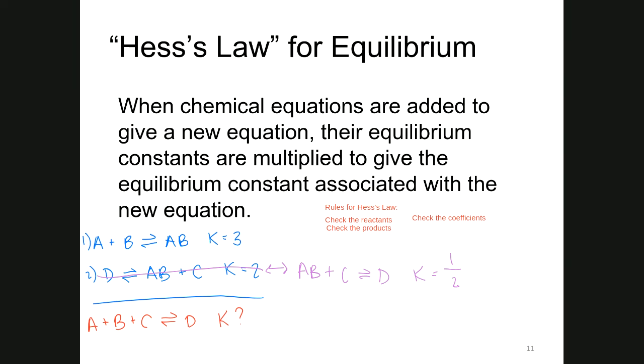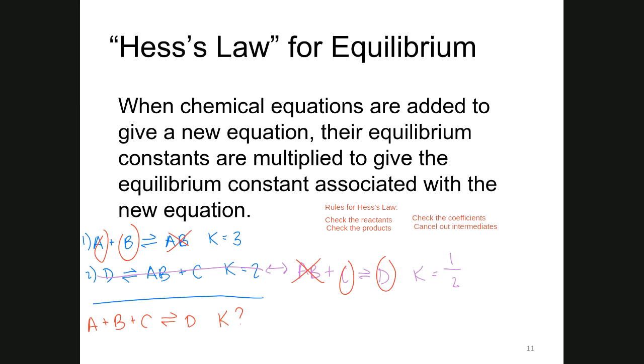So our last step then is to cancel out intermediates. And this is just to make sure that you have everything where you need it to be. So remember, an intermediate is something that gets made in one reaction and consumed in another. So our intermediate here is AB. So we can cancel AB out. And then we're left with A, B, C makes D.